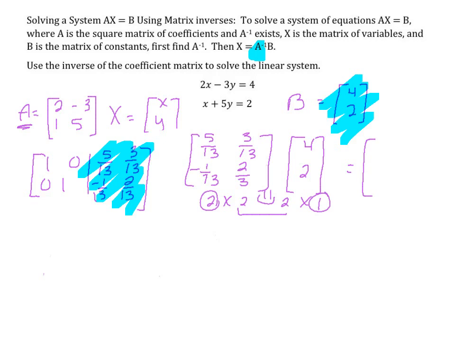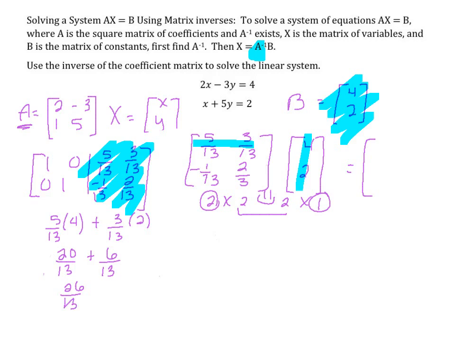So remember, to multiply matrices, we're going to take our top row and multiply it by the first column. So we'll have 5/13 times 4 plus 3/13 times 2. That will give me 20/13 plus 6/13, which is equivalent to 26/13. And happy day, 26 divided by 13 is 2. So a nice whole number.